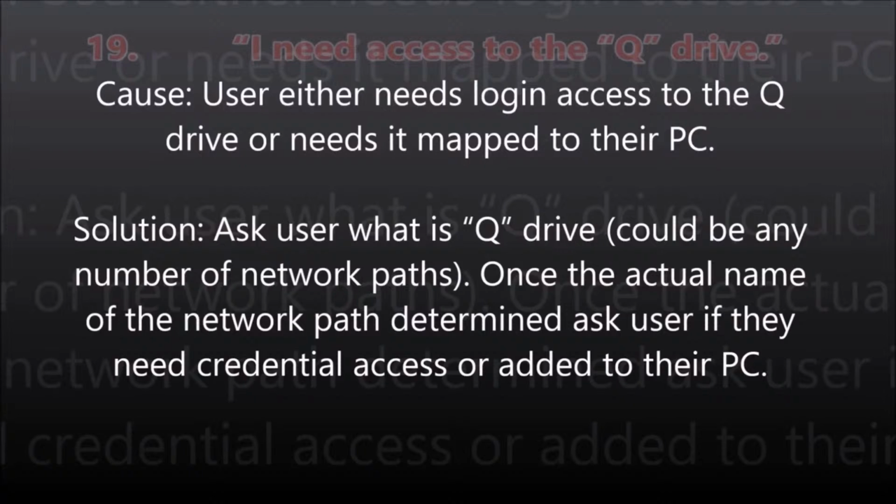Once the actual name of the network path is determined, ask user if they need their credential access or add it to their PC. Chances are the user could mean that they don't actually have credential access to it. So even if it's mapped to their computer, they won't be able to get in. They could mean that. We don't know, so we just have to find out.